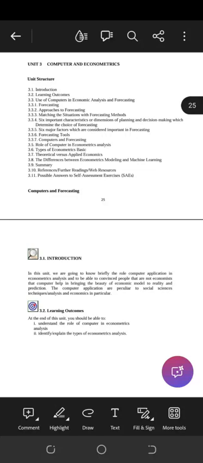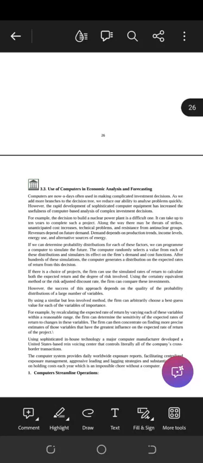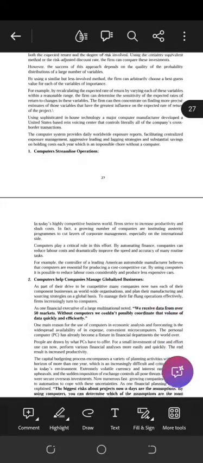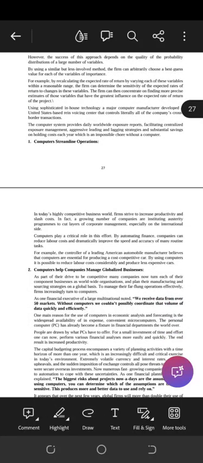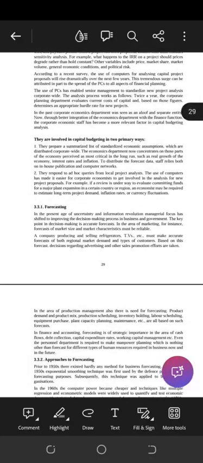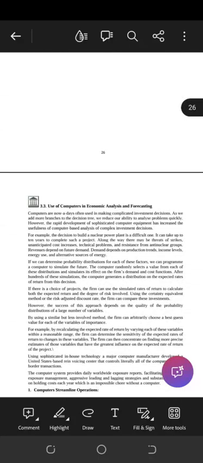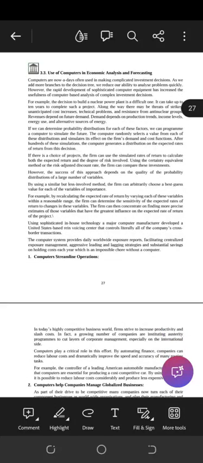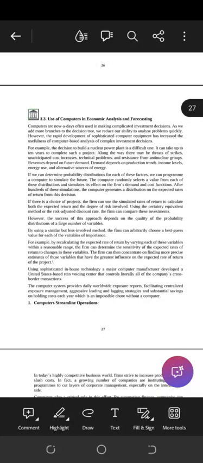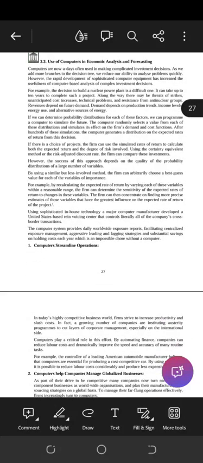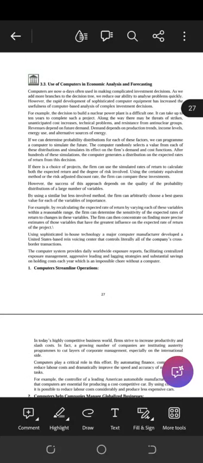Now computer and econometrics. Can you imagine? Can you imagine? Can you imagine? Oh, yeah, of course. It is well.